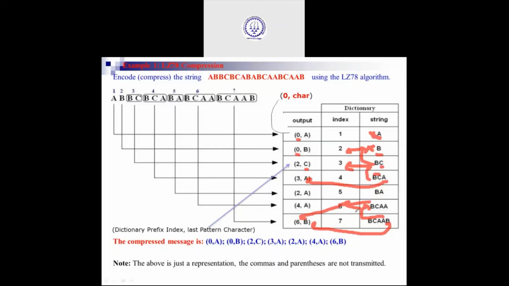I hope you have understood. The concept is very similar to LZ77. The only thing is you can apply it on the strings, and whenever you apply it on the string, the output will be an innovative string along with the index of the previous substring. So what is my output? Output will be 0 comma A, 0 comma B, 2 comma C, 3 comma A, 2 comma A, 4 comma A, and 6 comma B. This is my complex message which I can transmit from transmitter to receiver. I hope the things are clear.